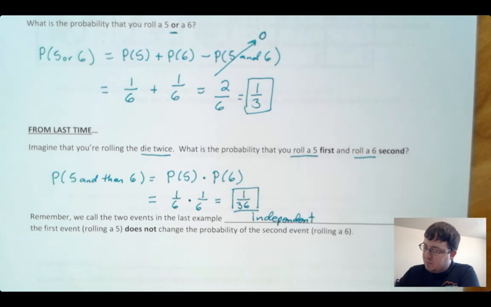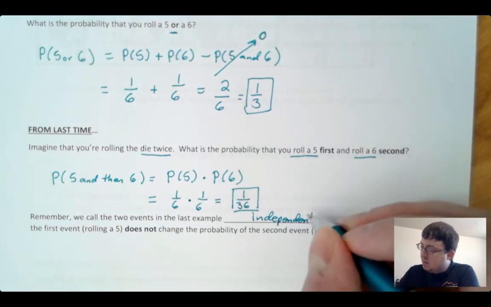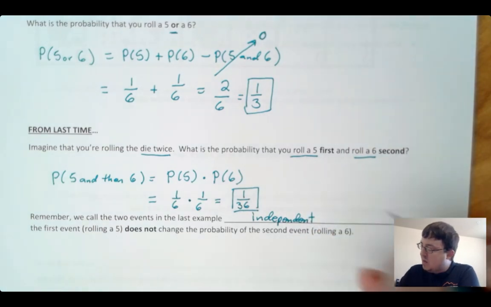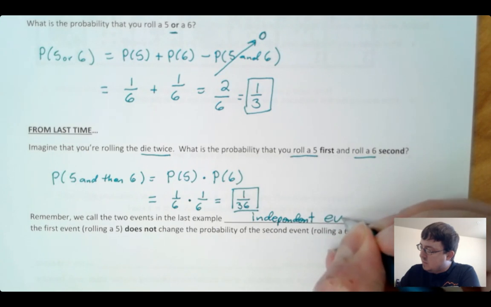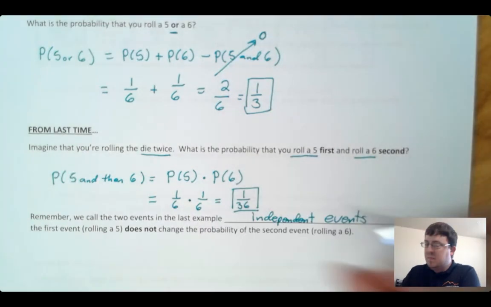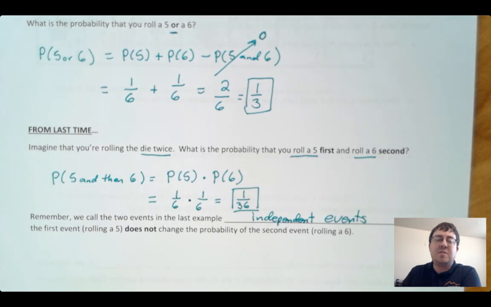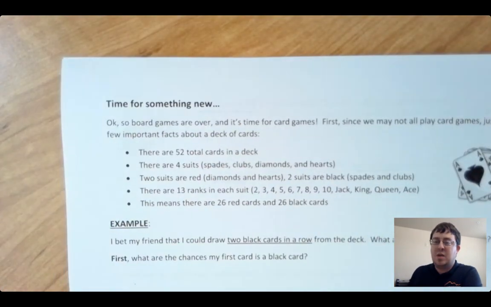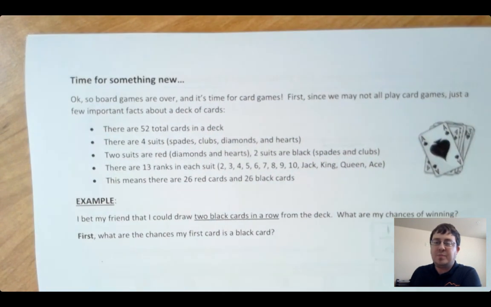So these are examples of two events in the exact interval that are independent events. Okay, so these are independent events because the first roll, rolling a 5, does not change the probability of rolling a 6. It's still a 1/6 chance of rolling a 6 after rolling a 5 the first time. What if the events are not independent? So let's go ahead and look at some of these examples here on the next page.